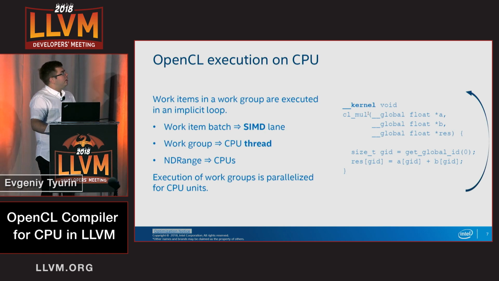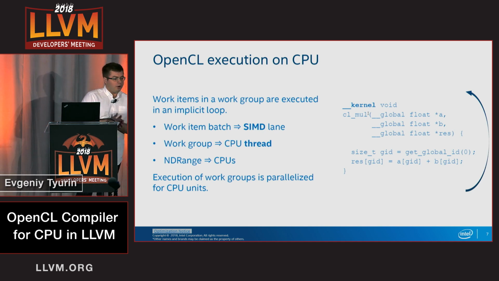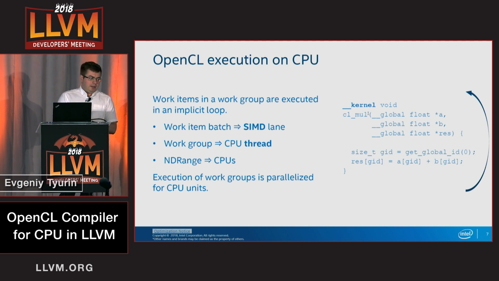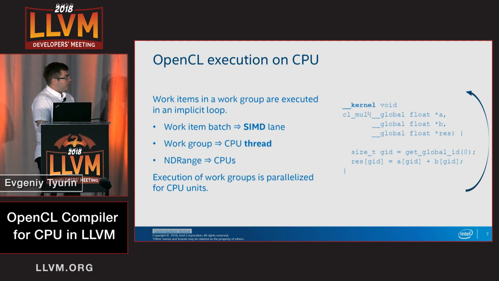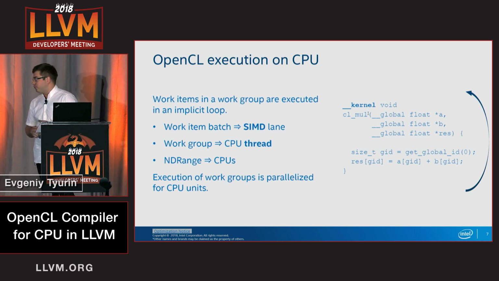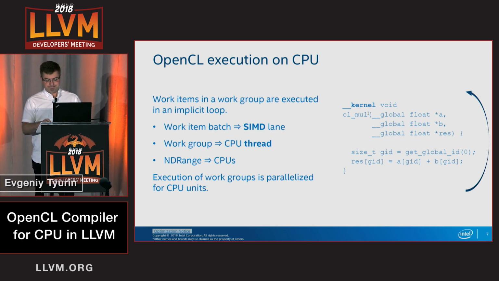The OpenCL execution model allows us the following mapping onto the CPU. At first, we're going to take a work item and wrap it into a loop. Then we're going to combine several work items and place them together on a SIMD register. Then these vector iterations will be executed using a software thread. And those software threads will be executed concurrently on a multi-core machine.